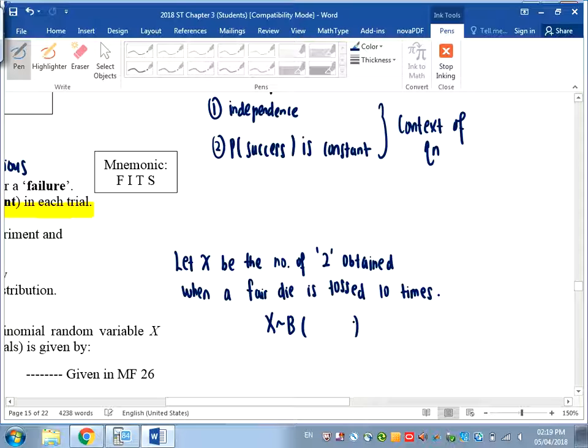Take note, when defining the binomial random variable, I always need to write down the number of trials. So if you recall, the first entry is actually the number of trials, which is 10. Second entry is probability of success. In this case, my success is actually the condition stated here, obtaining a 2. Obtaining a 2 will be my success. So therefore, it will be 1 out of 6.